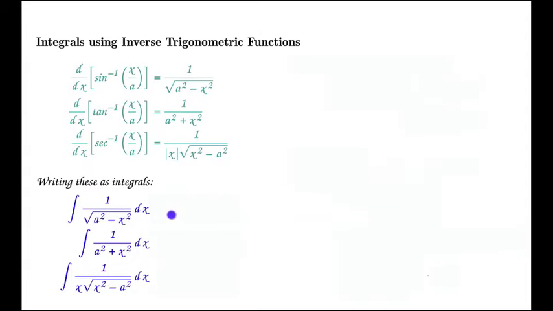Using our antiderivative property, we know that the top integral is simply going to be the inverse sine of x over a plus a constant because it's an indefinite integral. Our next integral is the inverse tangent of x over a plus a constant. And our last integral is going to be the inverse secant of the absolute value of x over a plus a constant. So we see that the absolute value shifts over to the answer side of our integral formula, just like it's in the answer side of our derivative formula.